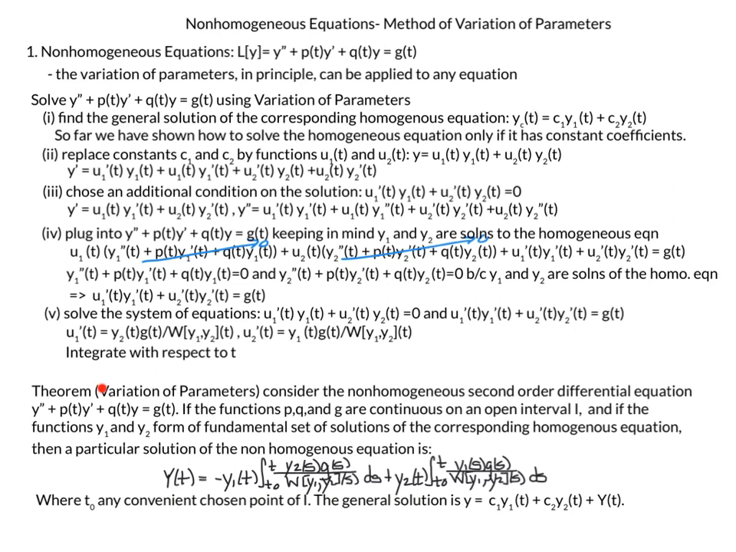And the last thing we have is this theorem for variation of parameters. Consider the non-homogeneous second-order differential equation y double prime plus p of t y prime plus q of t y equals g of t.